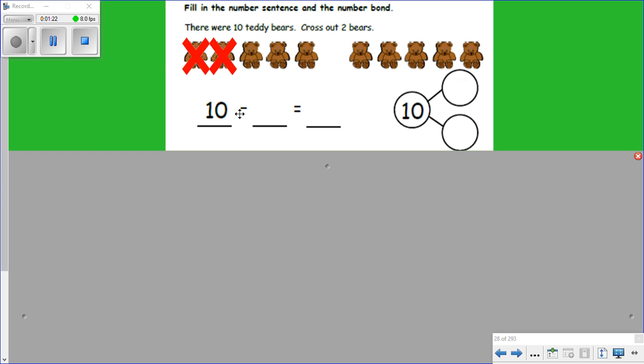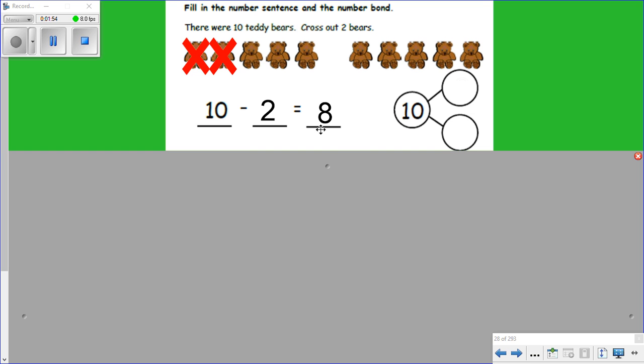So we had 10 minus, remember my video about making a karate chop symbol to help you remember the minus sign? So that's how many we took away. 1, 2. Equals, now we see what is left. 1, 2, 3, 4, 5, 6, 7, 8. So 10 minus 2 equals 8.